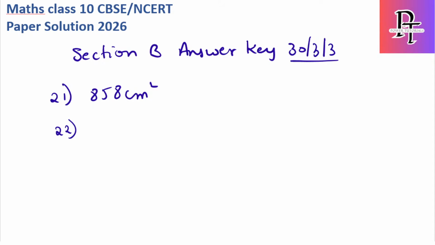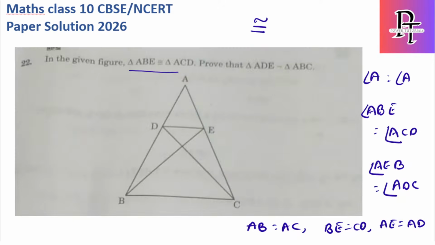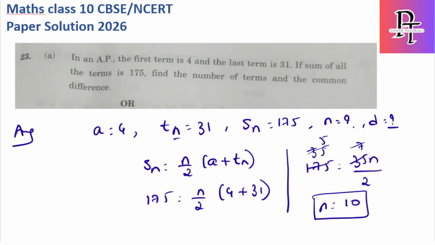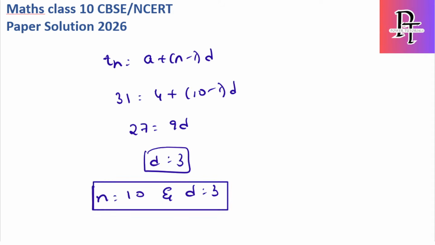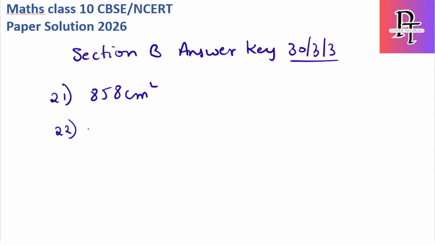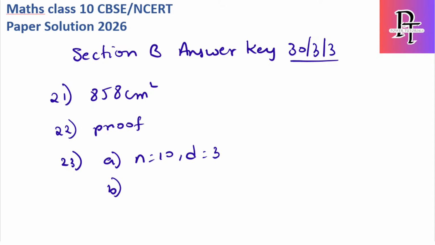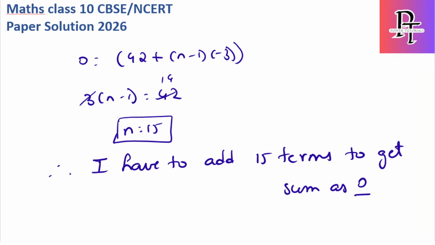Second, this is a proof, so I'm not writing the proof value because we already know how to prove it. 23rd, we have the A part. 23rd A value is n is equal to 10, d is equal to 3, and the B part, if you are answering, then it is n is equal to 15 is the B part answer.